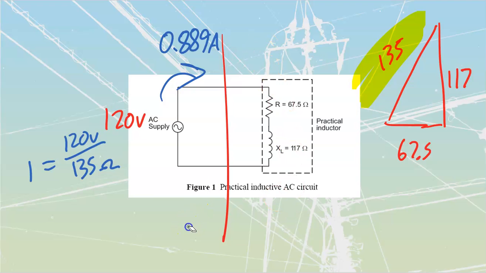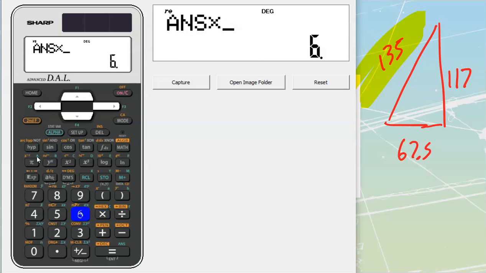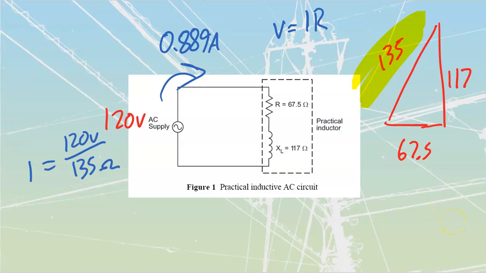Let's take a look at this. If I have 0.889 traveling through here, that's going to allow me to establish a value of voltage. V is equal to I times R, right? So if I take 0.889 multiplied by 67.5, that's going to tell me exactly how many volts I'll drop across there. Let's do that. Take that value times 67.5 equals a grand total of 60 volts that I'm going to be dropping across there. We'll write that in over here, 60 volts.